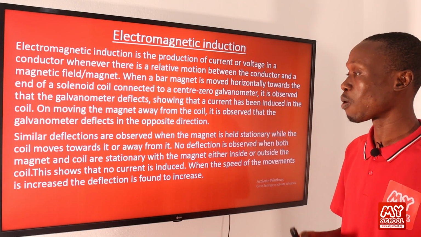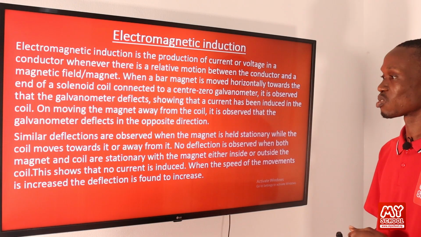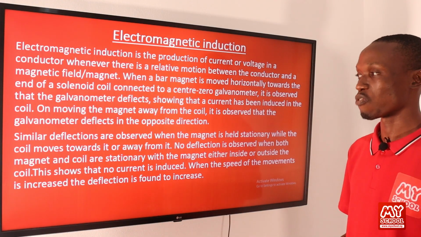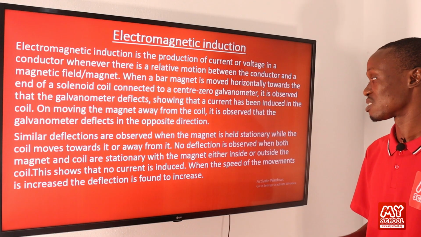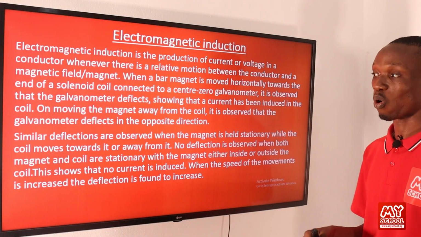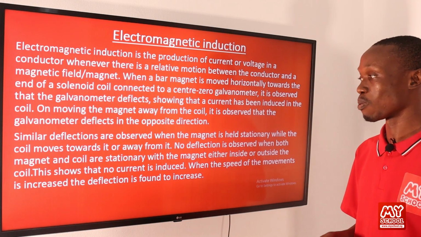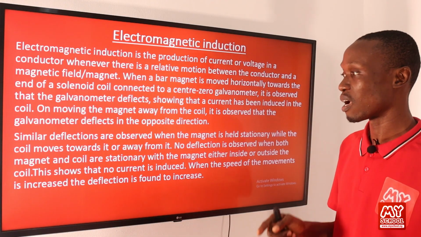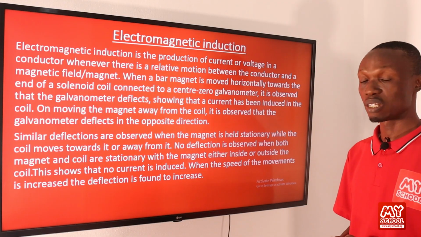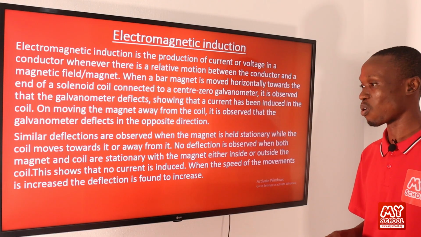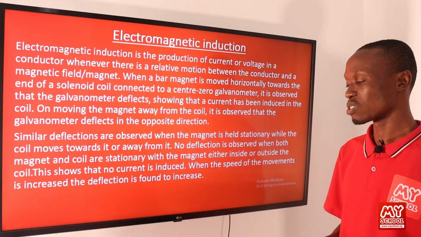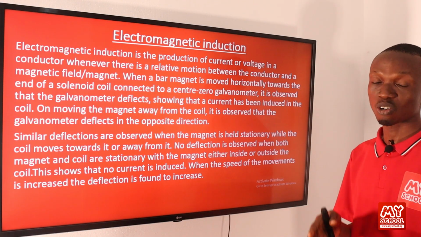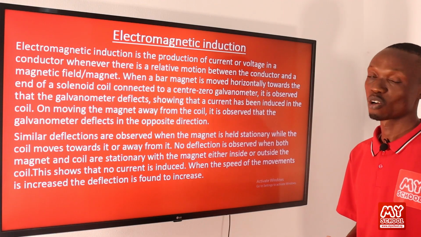On moving the magnet away from the coil, it is observed that the galvanometer deflects in the opposite direction. Similar deflections are observed when the magnet is held stationary, while the coil moves towards it or away from it. No deflection is observed when both magnet and coil are stationary, with the magnet either inside or outside the coil. This shows that no current is induced. When the speed of the movements is increased, the deflection is found to increase.